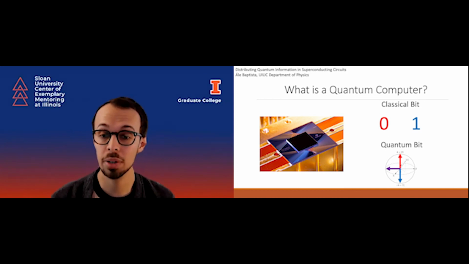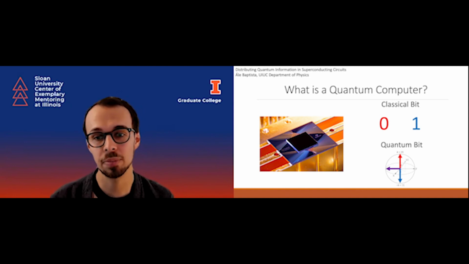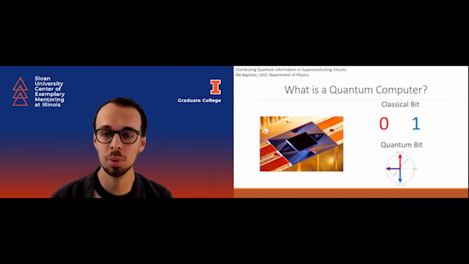denoted by the red arrow pointing up, or 1, denoted by the blue arrow pointing down. But what's special about a quantum bit is it can also be something in between. It can be this purple arrow which denotes something in between. This is an example of superposition and is the basis of quantum computation. Now, we have our superposition, we have our quantum bit, that's great, but what's the catch?